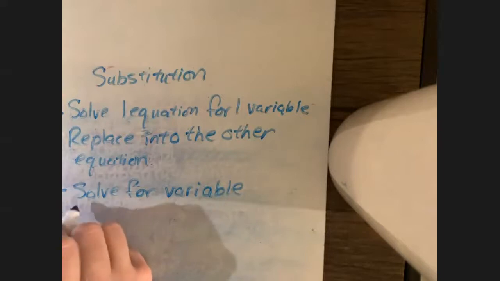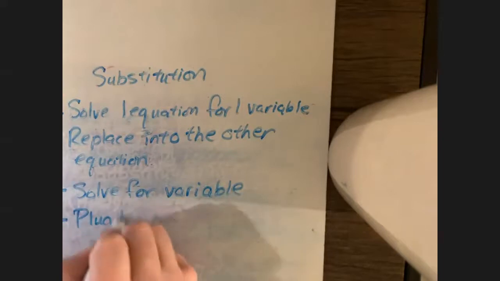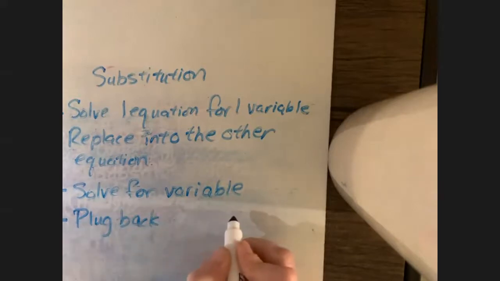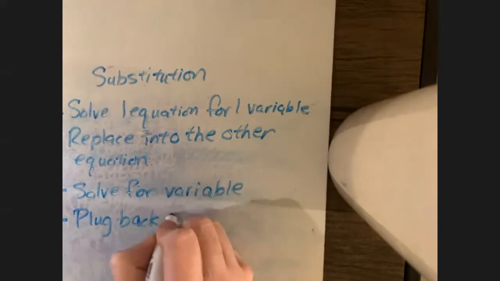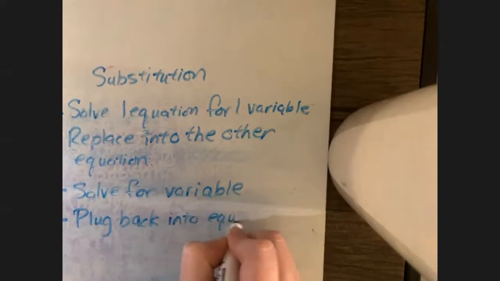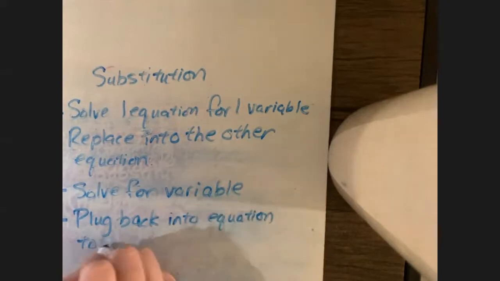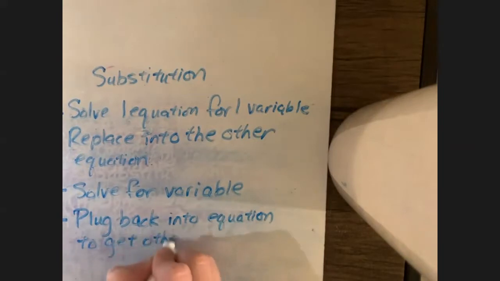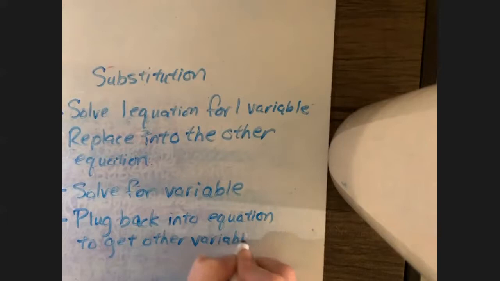Once you have that answer for that variable, you're going to plug it back into one of the equations to get your other variable. So if I know that y is 4, I'm going to plug 4 back in for y, and x is now by itself. It's the only letter, and so now I can solve for whatever x's number is. You don't have to plug it back into both equations. You can plug it into either one of the original starters.